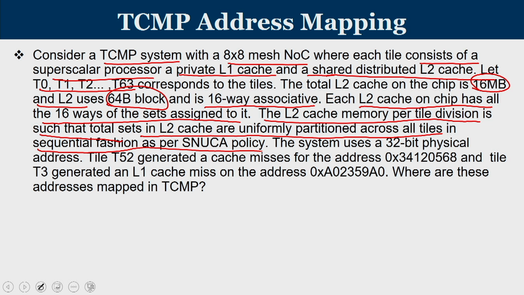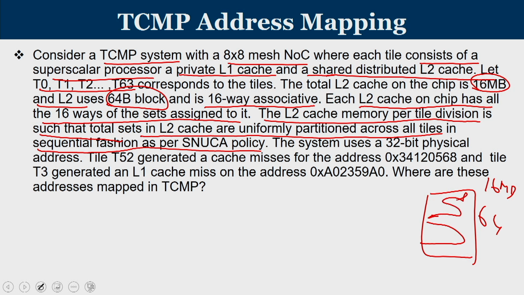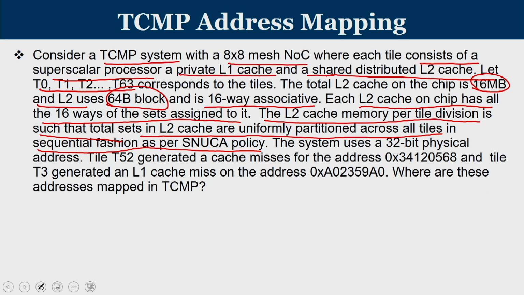So, you have a total of 64 tiles. The 16 MB of L2 cache is scattered across all the tiles, so each tile will have a uniform share, and this policy is known as the SNUCA policy. The system uses a 32-bit physical address. Tile T52 generated a cache miss for an address that is given, and tile T3 generated an L1 cache miss on another address. So, 2 L1 cache miss addresses are given. We have to find out from which tile you are able to find the corresponding L2 cache mapping. Where are these addresses mapped in TCMP?